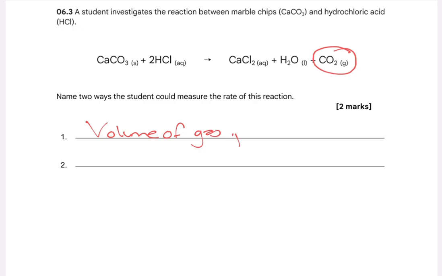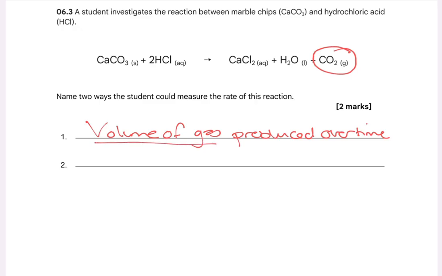Okay, volume of gas produced over time. So we would, for example, set up an upturned measuring cylinder and time how long it takes to fill that measuring cylinder, or you may have had a gas syringe or a burette and actually measured the volume produced every 15 seconds or something like that, and produced a graph that way. So either monitoring the time to a fixed point or monitoring gas over time.